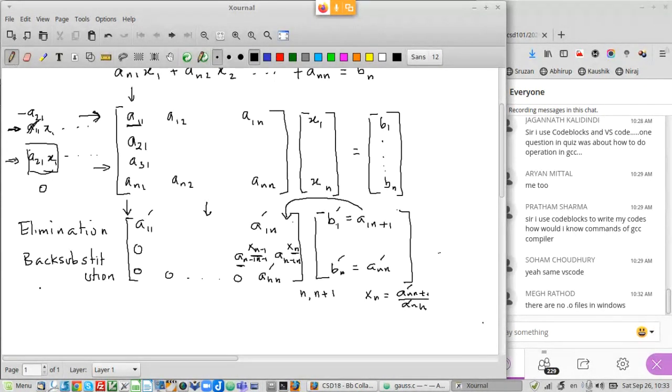And repeat this with all the rows, so all the rows a31, a41, a51 till an1 become 0. Then choose the next row as the pivot row. So then you will choose this row as the pivot row. Notice that this has already become 0. So that is the process of elimination.